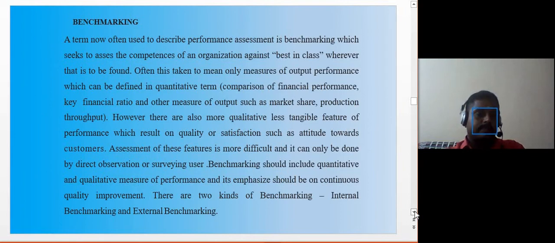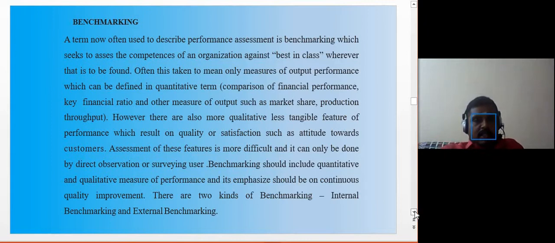Benchmarking, a term now often used to describe performance assessment. Benchmarking seeks to assess the competencies of an organization against best in class, wherever that is to be found.